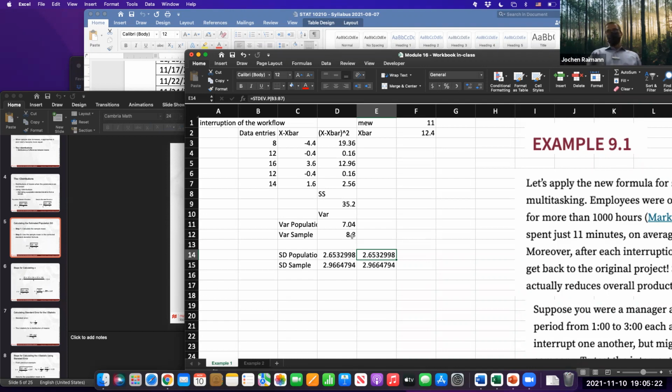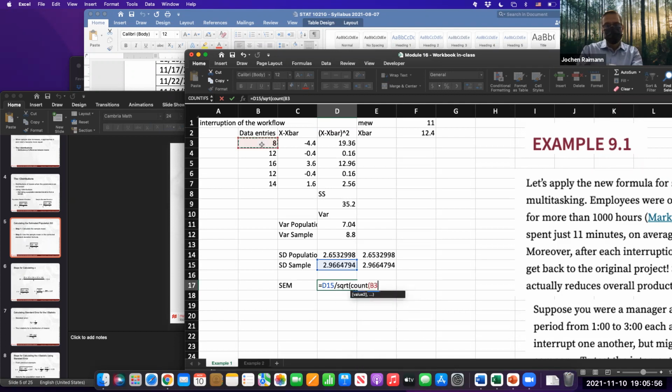Point two. If you now want to calculate the standard error of the mean, you're taking the standard deviation of your sample, which is 2.966, and you're dividing it by the square root of the n. So this is your standard error.